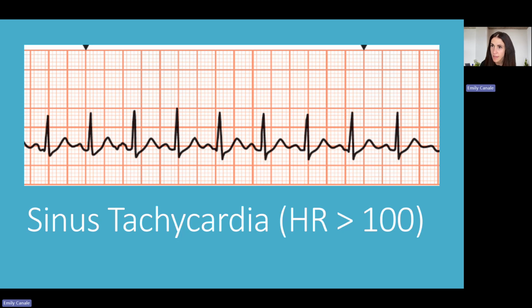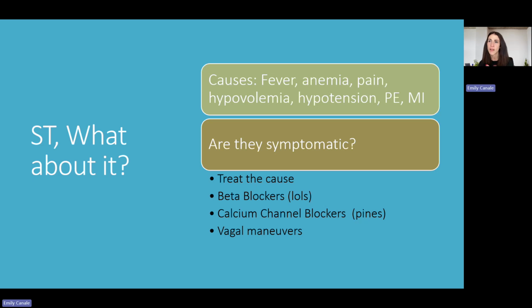And see here, as it gets faster and faster, it can be more difficult to differentiate between a P and a T wave, but here I can really still see the difference. There is obviously a T wave, obviously a P wave. Think about someone having a fever, they're uncomfortable, they're in pain, right? Those could all be causes of sinus tachycardia.